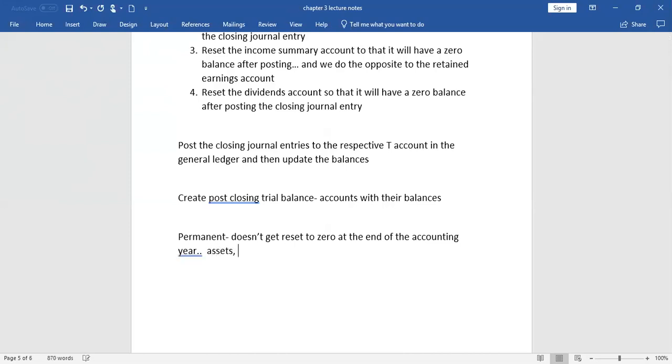You keep updating these balances as you go. You don't reset them to 0 at the end. And those are your assets, liabilities, common stock, and retained earnings. So these accounts are not reset to 0, and these are the only accounts that will appear on your post-closing trial balance. So in class, I'll say, give me 1 word to describe all the accounts on your post-closing trial balance. And if you're listening right now, you'll know on Tuesday to say permanent. Okay? So that's what I have for you guys.